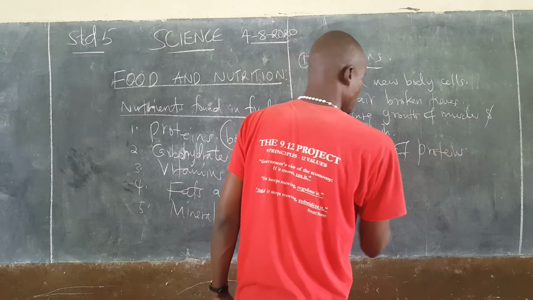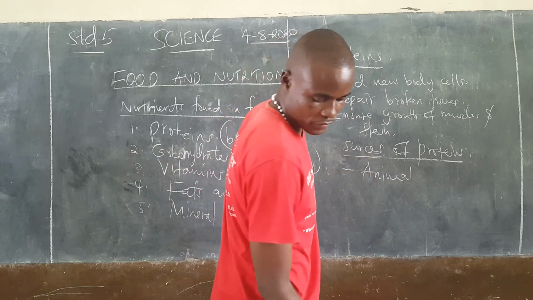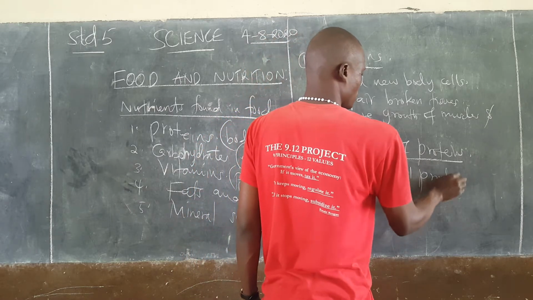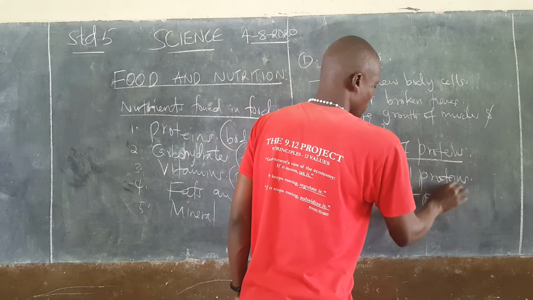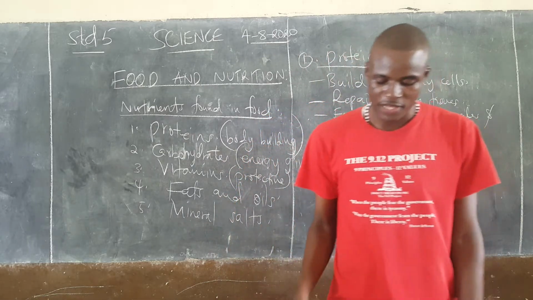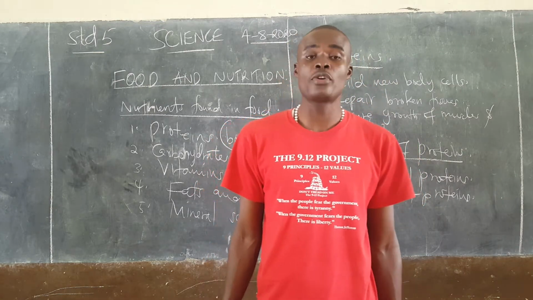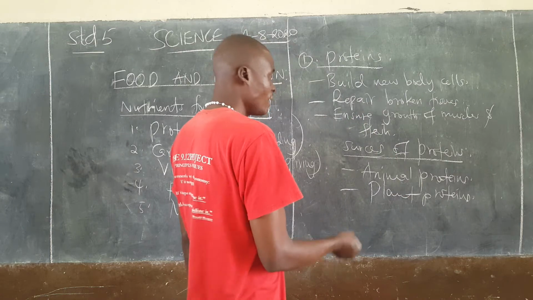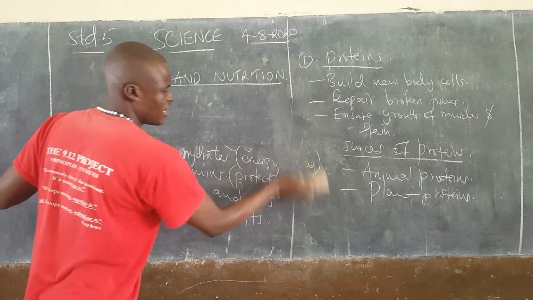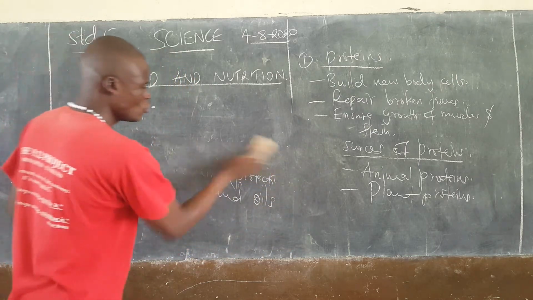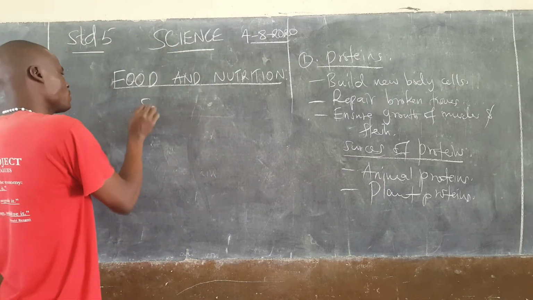The main sources of proteins: we have animal proteins, and then we also have plant proteins. We mentioned some things about this in class four. So we categorize them that way. Sources of animal protein, that is what we want to look at first. These have come out in examination, so we need to know which ones are animal proteins and which ones are plant proteins.